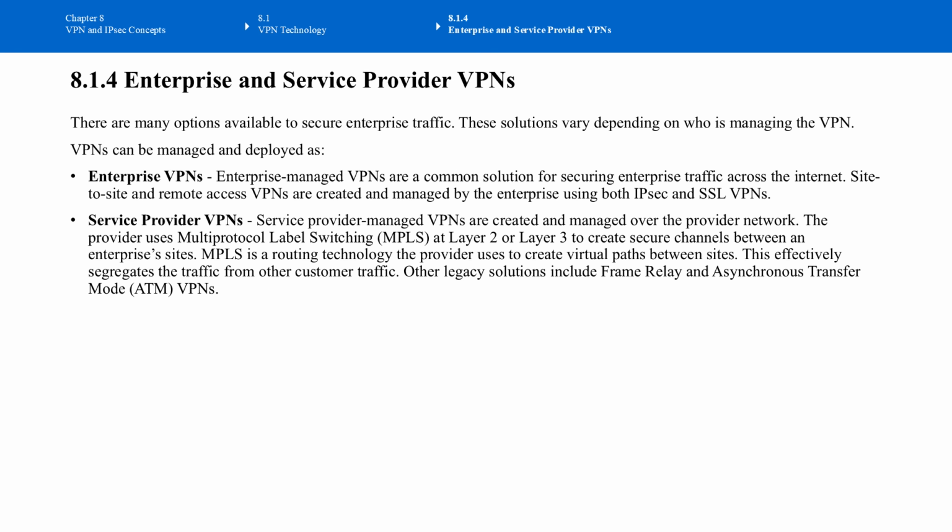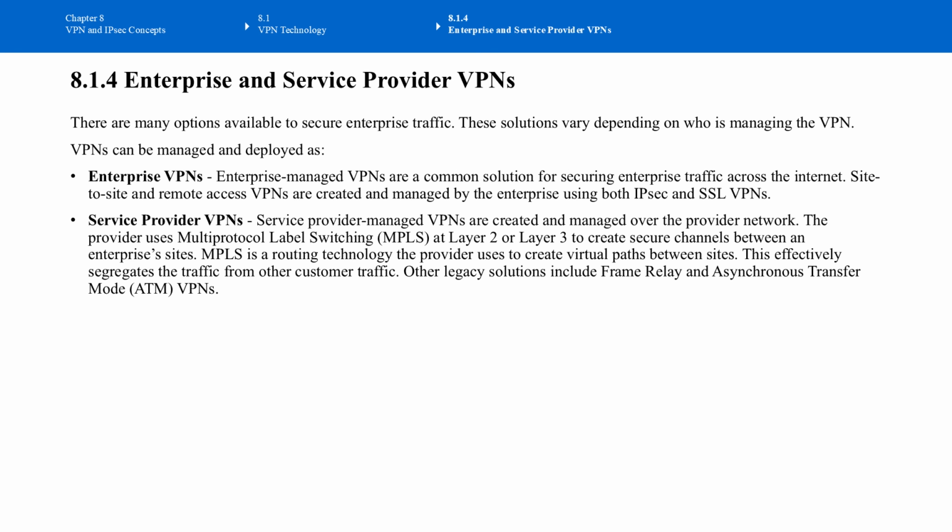Enterprise VPNs typically use IPsec VPNs for secure site-to-site connections and SSL VPNs for secure remote access connections. For example, a company's headquarters and a branch office are connected using an IPsec site-to-site VPN, while employees working from home connect using an SSL remote access VPN. The enterprise has complete control over the VPN configuration and the security policies.